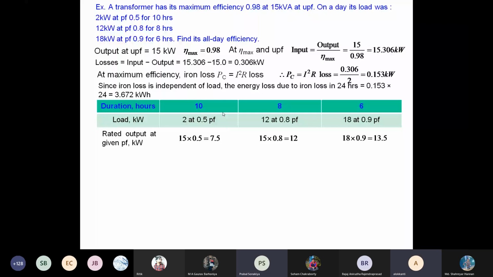Sir, why are you multiplying with the power factor? To get kilowatt, because this is a transformer which is supplying different loads. Sometimes 0.5, sometimes 0.8, sometimes 0.9. So what is the power it is supplying? kVA into power factor. So that is the rated output.